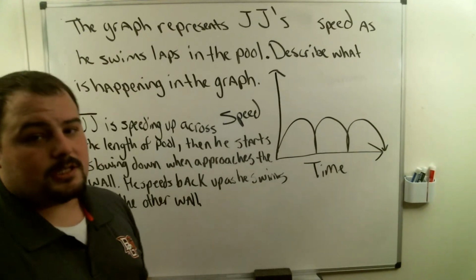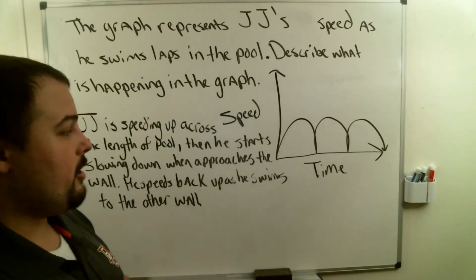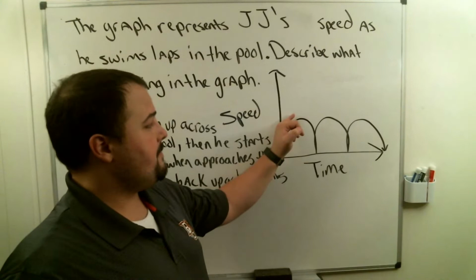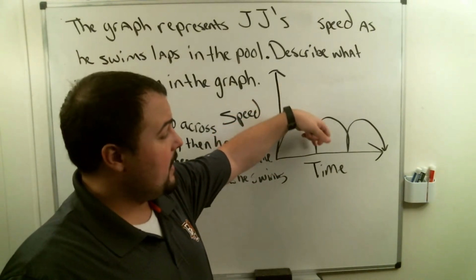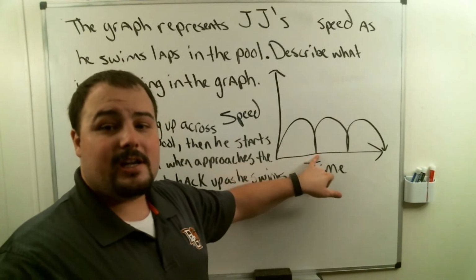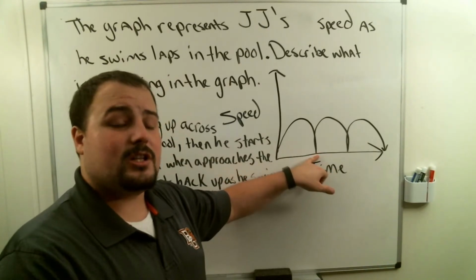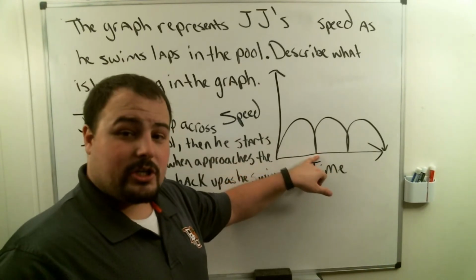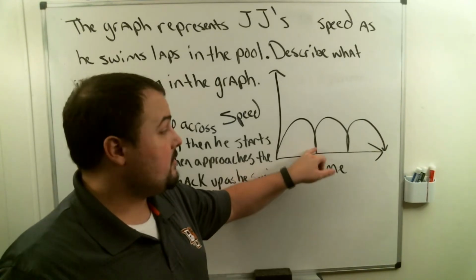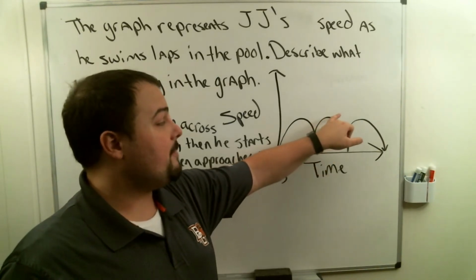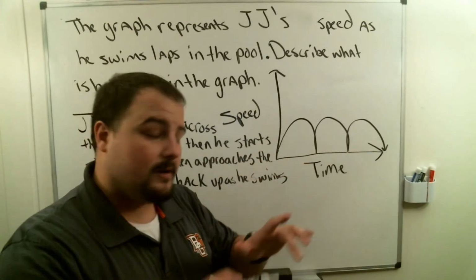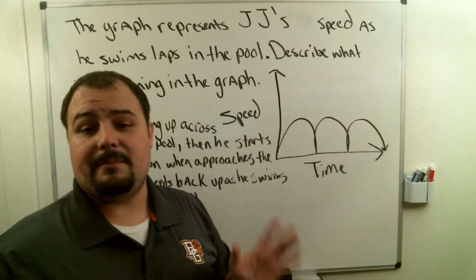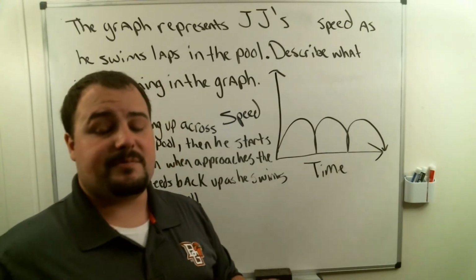And the process continues. So in this problem, what could be happening is JJ speeding up, speeding up, speeding up. Now he notices he's getting close to the wall, so he's going to start slowing down. He reaches the wall. He now has a speed of 0 because he just hit the wall. Now, as he turns around and starts swimming back across the pool, his speed's going back up, and then it starts slowing down as he approaches that wall. And it just keeps going. So this could be what's happening based on the situation if you were swimming laps in a pool.